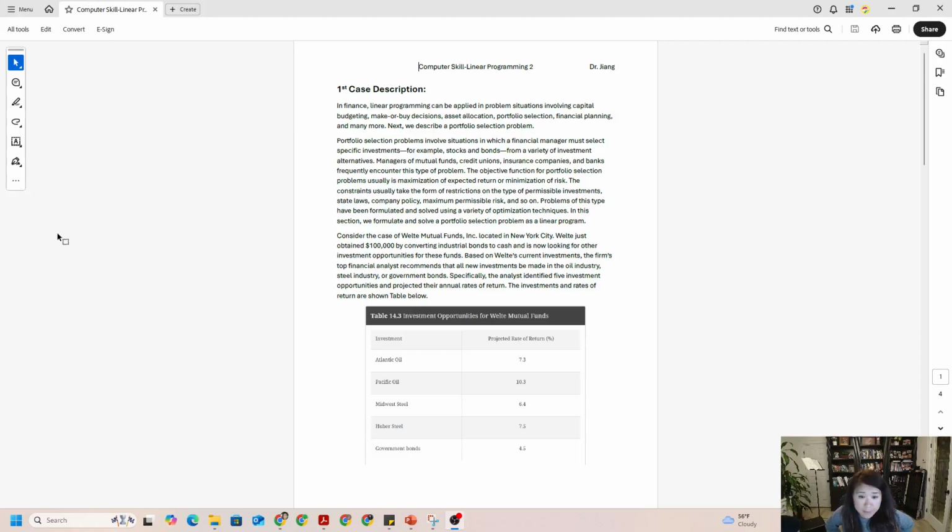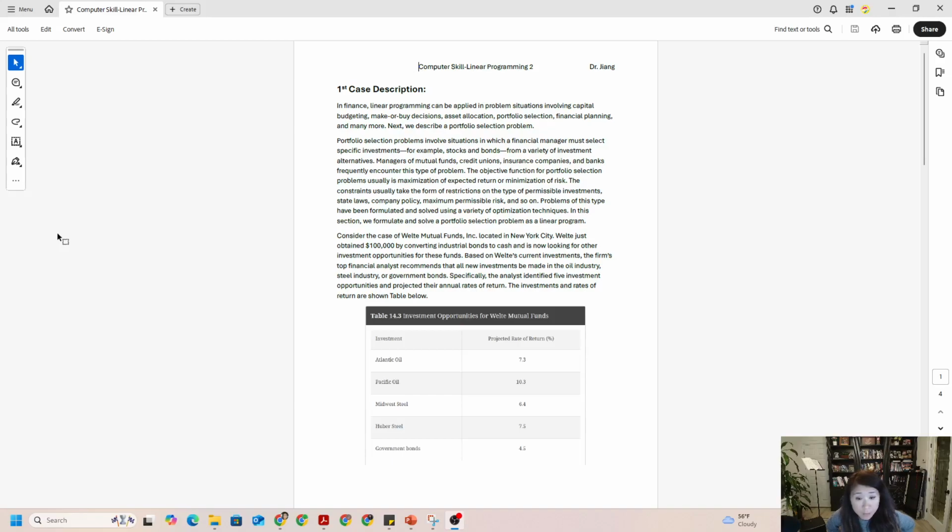In finance, linear programming can be applied in problem solutions involving capital budgeting, make-or-buy decisions, asset allocation, portfolio selection, financial planning, and many more. In this special case, we focus on the portfolio selection problem.